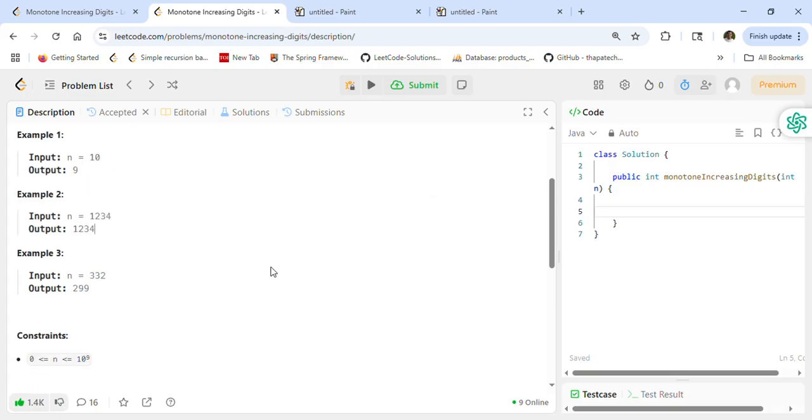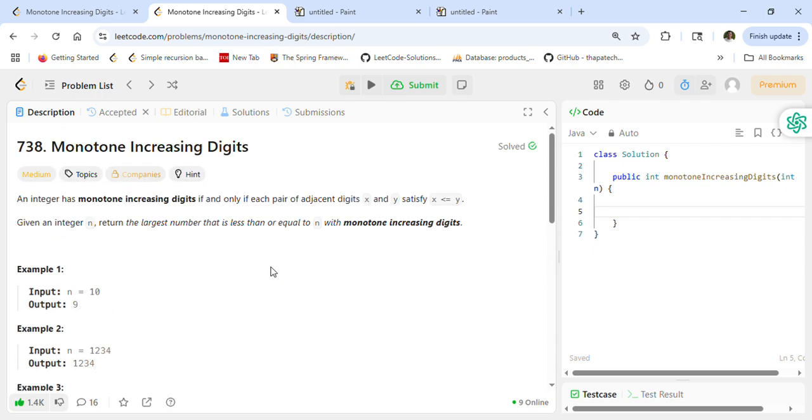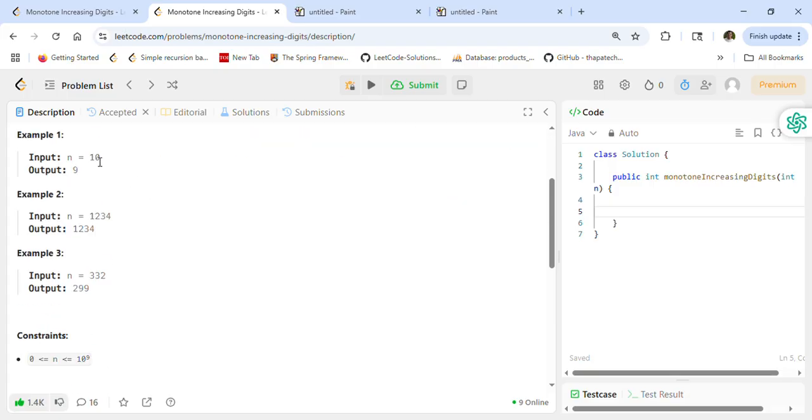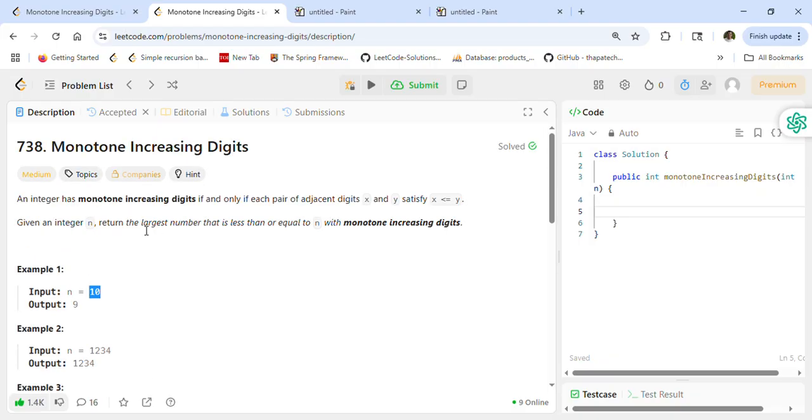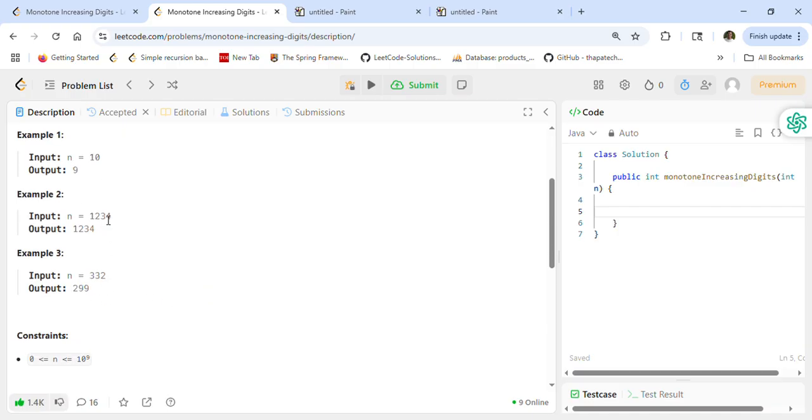Let's take a look at the constraint. It says that n is between 0 and 10 raised to 9, inclusive. They have given us some examples. For 10, the largest monotone increasing number less than or equal to 10 is 9. For 1234, it is 1234 itself. For 332 it is 299, because this is the monotone increasing number.